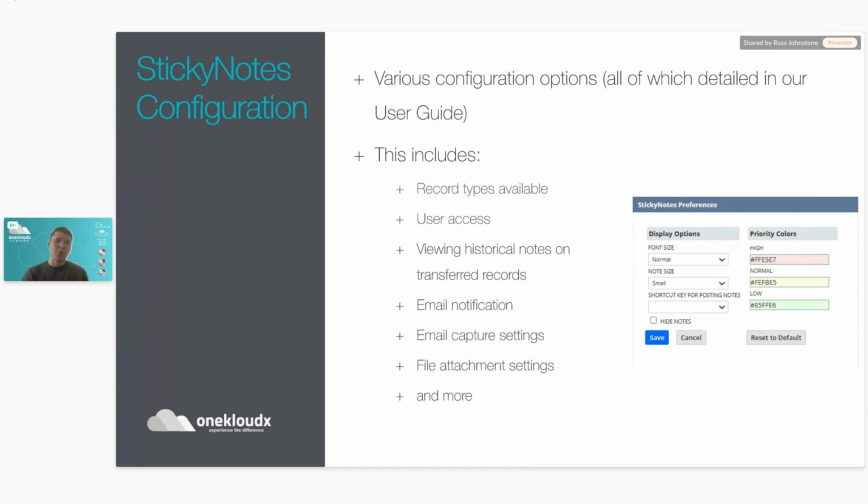There's also the option to set the viewing of historical notes on transferred records. So say, for example, you have an opportunity record and you create an estimate from there. This feature allows you to automatically carry that note across so that you've got full visibility of any transferred records within the system without losing the notes that are attached to those historical records.